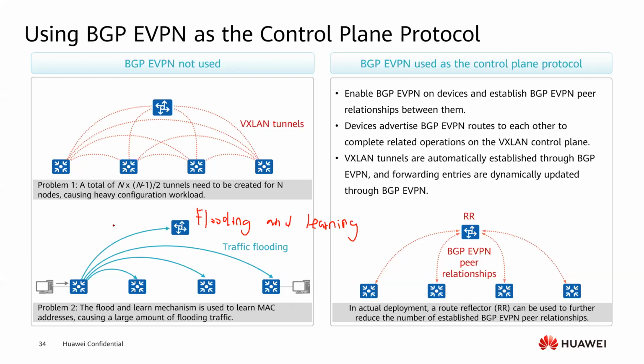Now we will introduce a new control plane for VXLAN, but we need to know one thing. This protocol, BGP EVPN, is not designed specifically for the VXLAN protocol. I mean, EVPN can function as the control plane for several protocols, and one of those protocols is VXLAN. So we will introduce it, but it is not specific only to VXLAN.